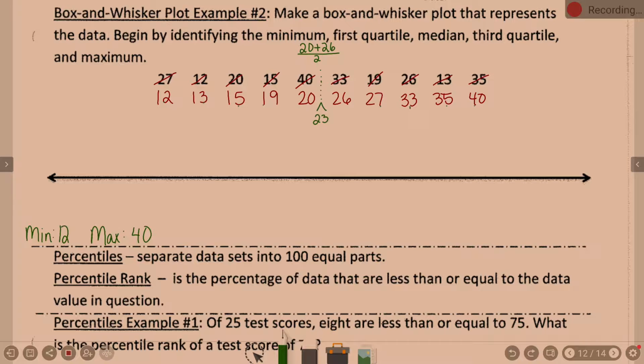Okay. And the quartiles. Now, when we do the quartiles this time, include the one on the right side, because 23 was not a number in the list. So we're using 12 all the way up to 20. From 12 to 20, my median is 15. On the other side, my median is 33.